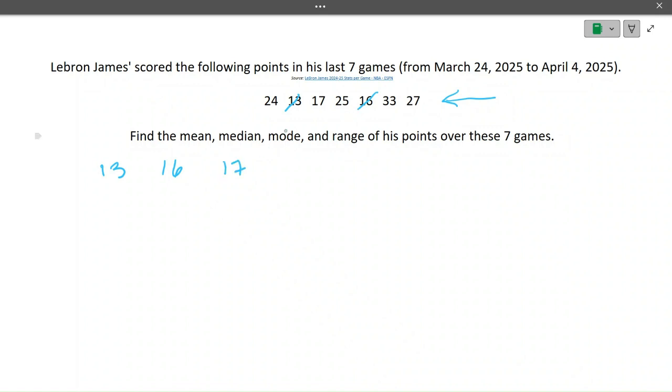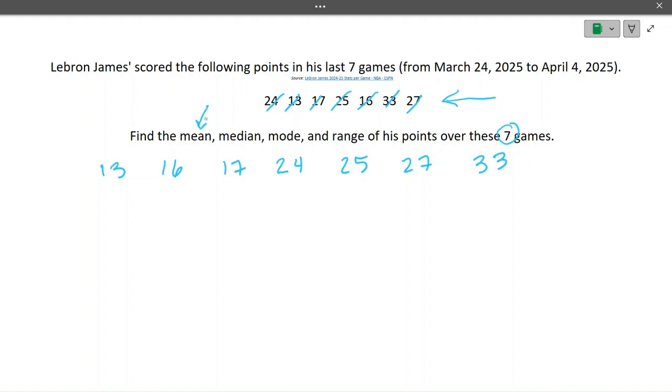I think reordering is my least favorite part of finding measures of central tendency because it can take a really long time if you have a big data set. All right, I always like to double check that I wrote down the number of numbers that I had. So there's 7 total numbers. We can tell that here. I've got 7 total numbers there.